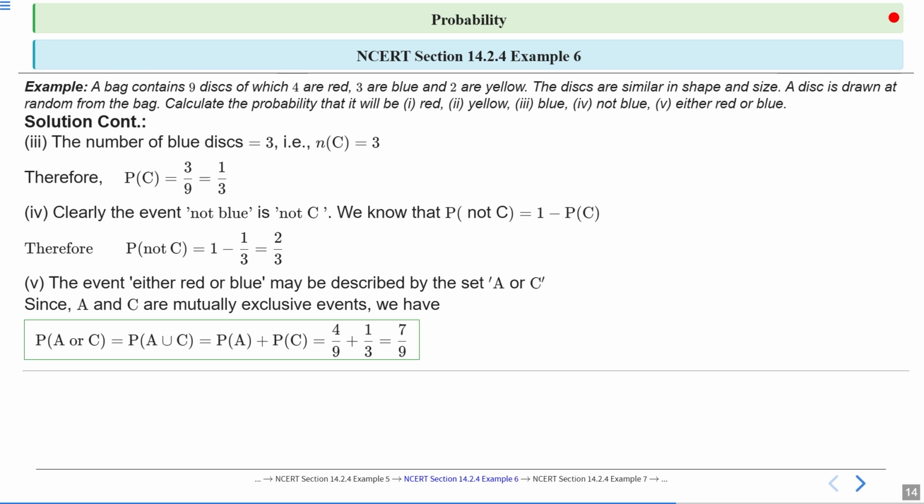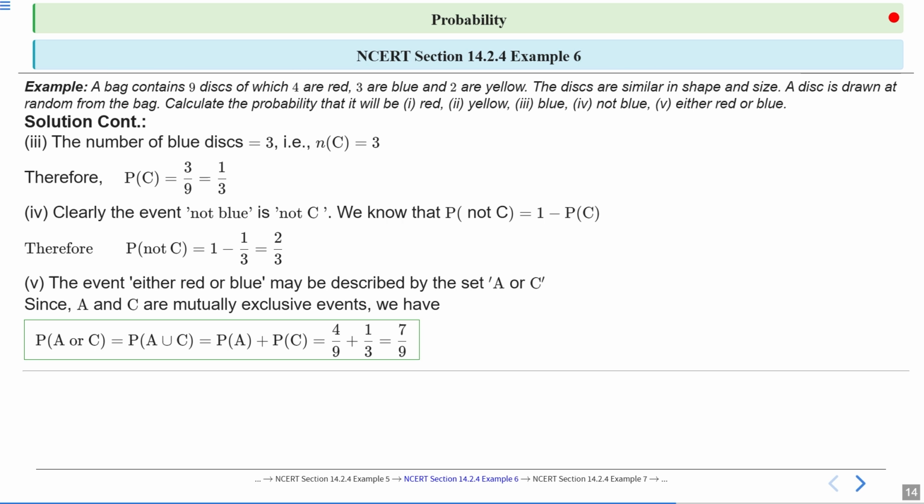So the probability of A union C is equal to the probability of A plus the probability of C. We already calculated the probability of A, that is 4 by 9, and the probability of C is 1 by 3. So simply add them. You will obtain 4 by 9 plus 1 by 3, and after simplifying, you will get 7 by 9. So the probability of A or C is equal to 7 over 9.